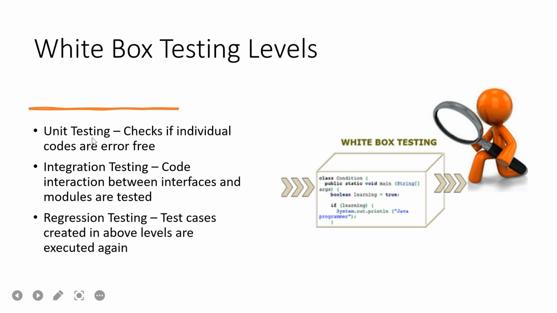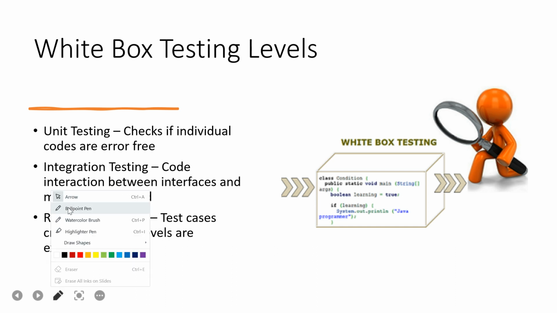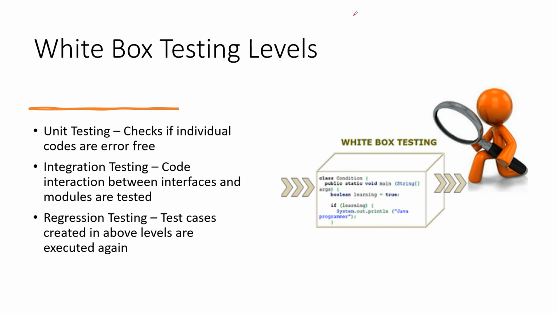So unit testing in white box is, they will check each and every. See, I have around 10 modules. Imagine. Suppose I have module one and I have a set of code. Okay, and module two and I have a set of code, and module three and I have a set of code. So testing this single piece of code is called unit testing. So it checks if individual codes are error free.